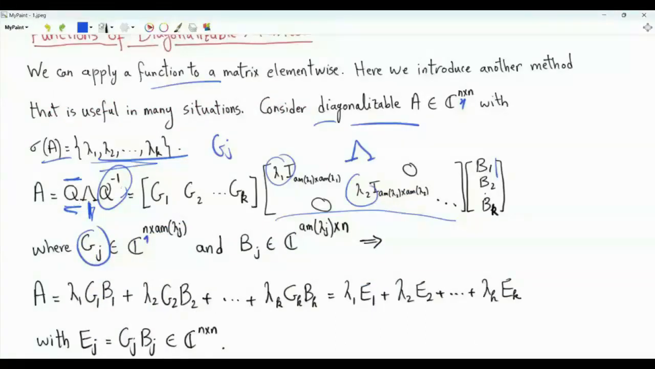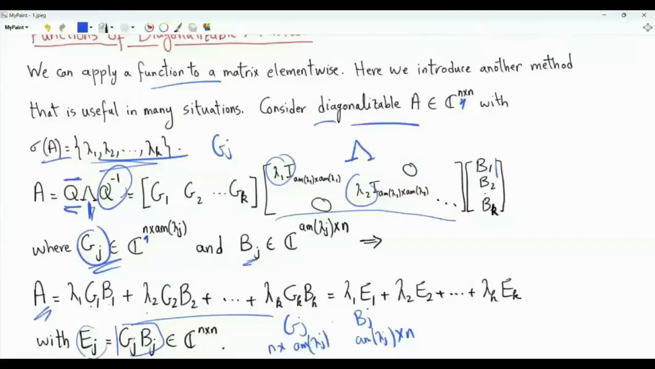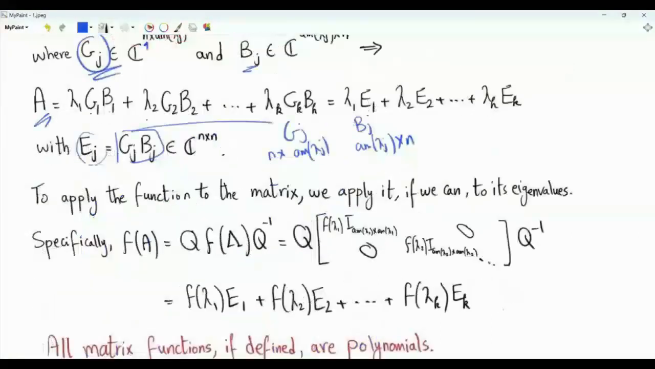Matrix A is Q Lambda Q inverse. Defining the G's and the B's, we can write matrix A as lambda 1 G1 B1 plus lambda 2 G2 B2 all the way to lambda k Gk Bk. Let's define Ej to be Gj Bj, and it is an n by n matrix. Again, Gj is a matrix of size n by the algebraic multiplicity of lambda j. Then Bj is of size the multiplicity of eigenvalue lambda j by n. Their product will be an n by n matrix, and this is Ej. We can write down matrix A as lambda 1 times E1 plus lambda 2 times E2 to lambda k times Ek.